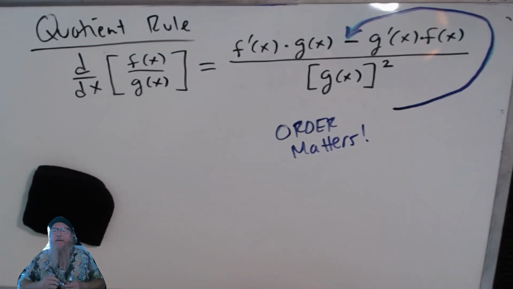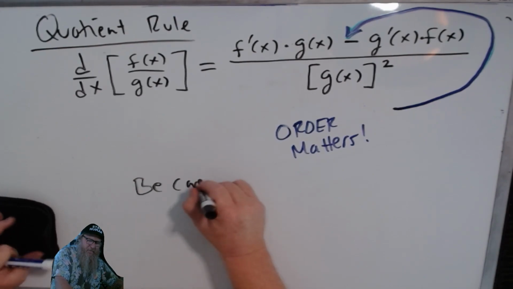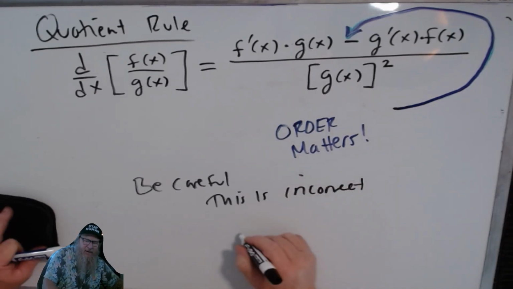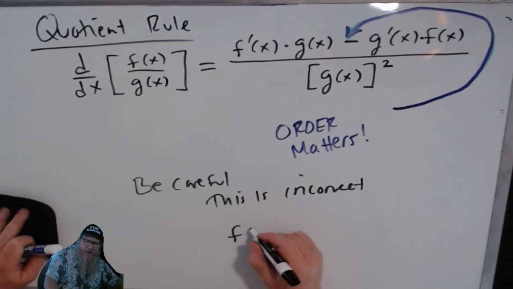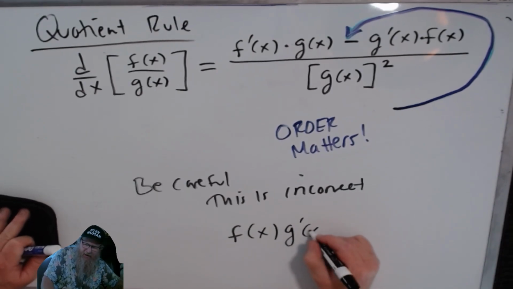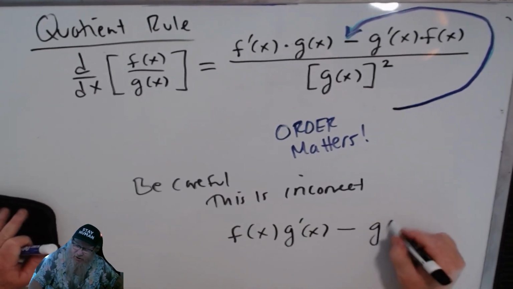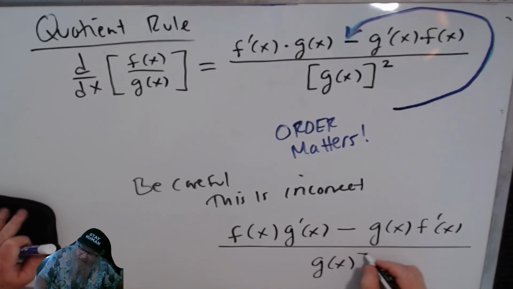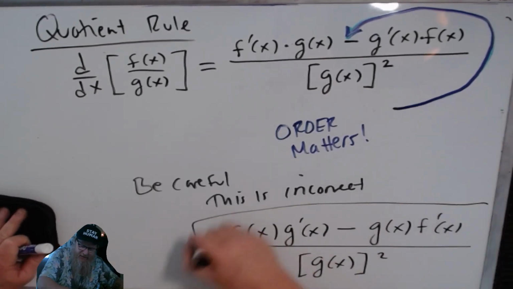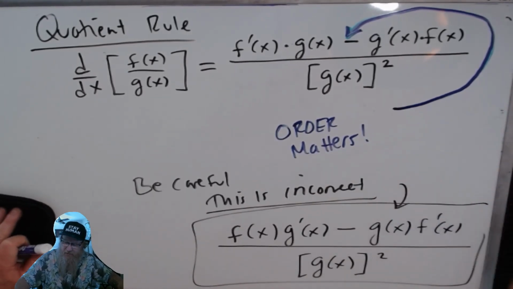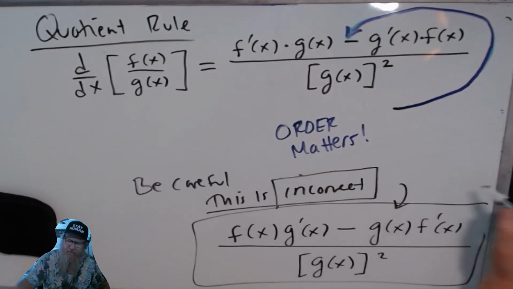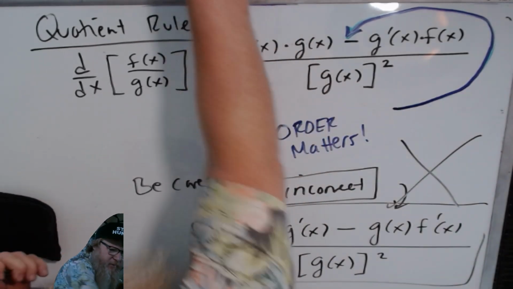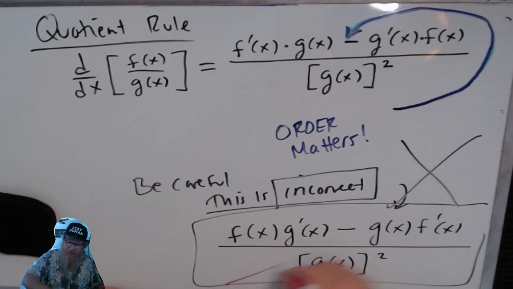All right. So be careful. This is incorrect. If you do f g prime minus g f prime over g squared, this is false. All right, so be careful. I don't know why I put my big X there. Here, let's put it here.